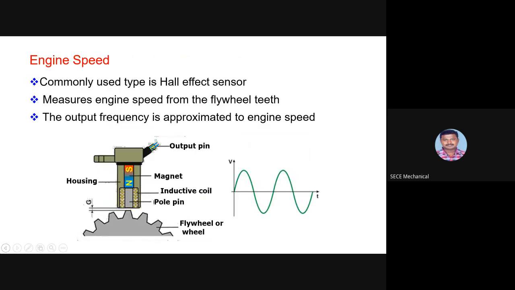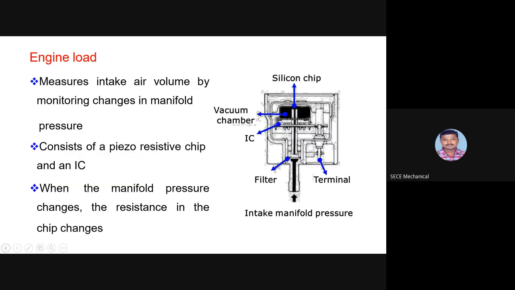Engine speed is commonly identified with the help of the Hall effect sensor. This will measure the engine speed from the flywheel teeth. The output frequency is approximately proportional to engine speed. We discussed these different types of sensors earlier.